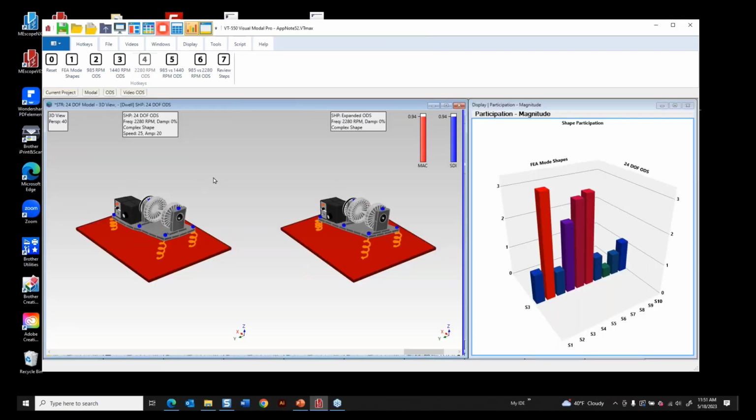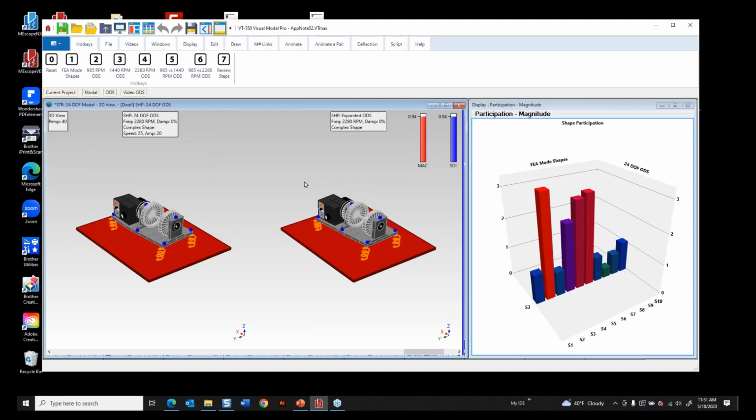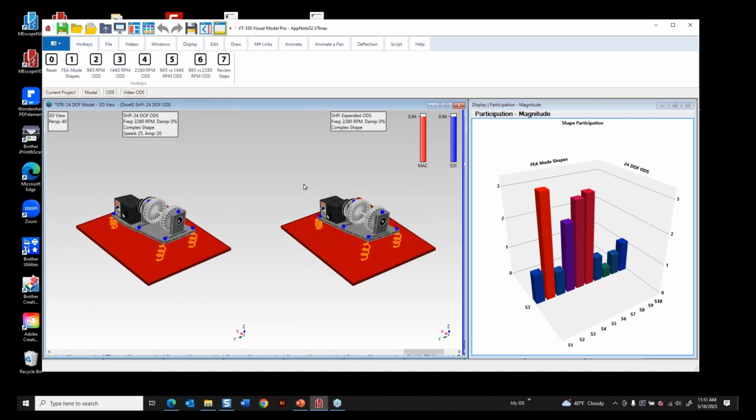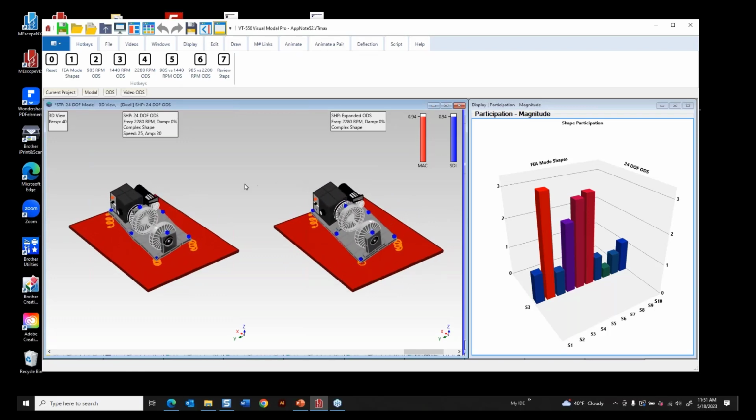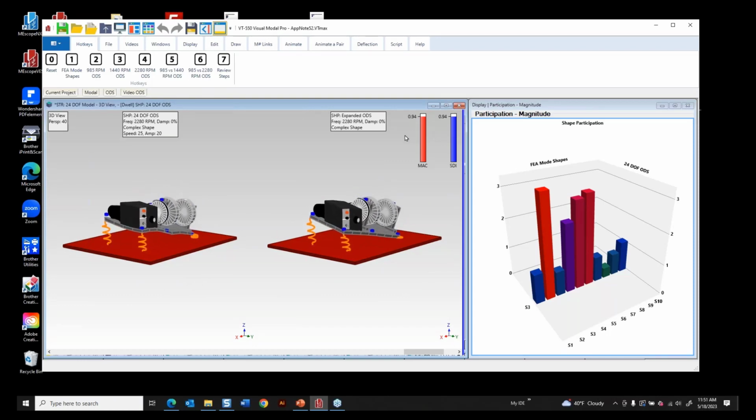2280, this is about as fast as this machine will run. So it says 24 DOF ODS on the left, and there's 1938 degrees of freedom in the expanded ODS on the right. So there's just a lot of data there that's animating that picture. Now, if we look at the real data, we're 95 or 94% alike.